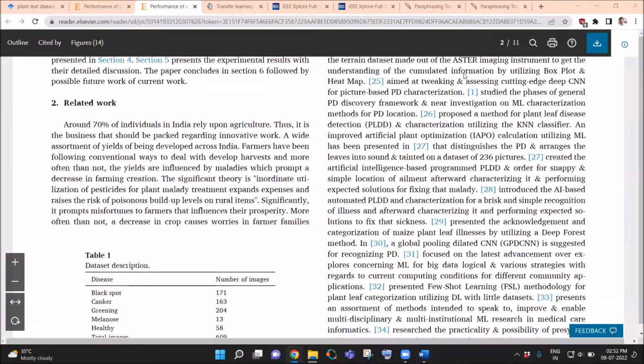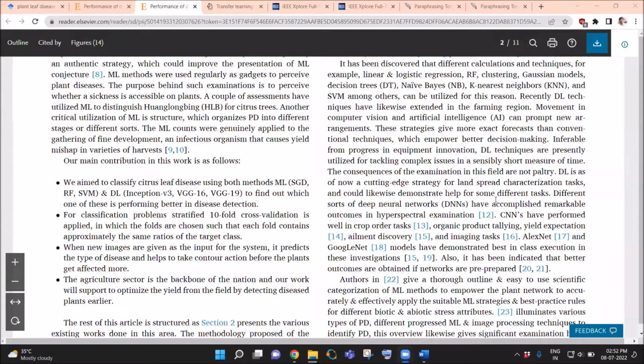Now the next thing is we have to write the related work. Remember, related work means what work has been done as of now related to this topic. So we have to cite some papers in this. In this related work, they have given many models like this.